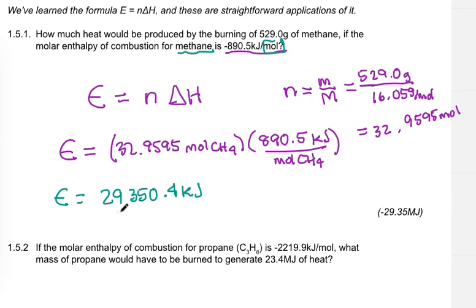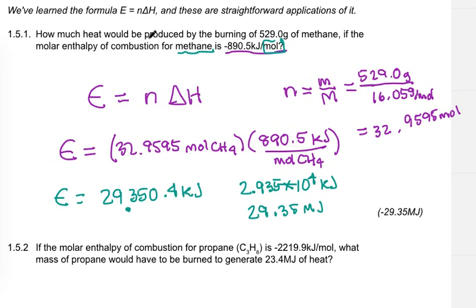Sadly, we can't write 29,350 using only 4 sigdigs, so the options are, you can go to scientific notation and say 2.935 times 10 to the 4 kilojoules, or shift it to megajoules, divide by 1,000, and you will get 29.35 megajoules.